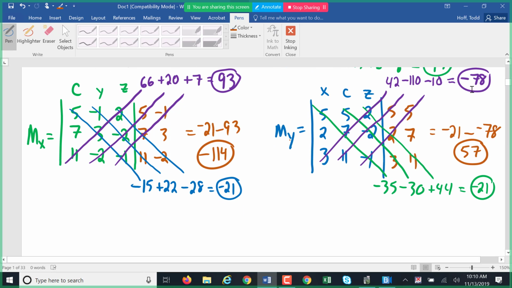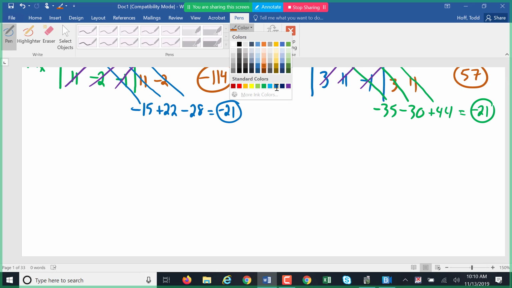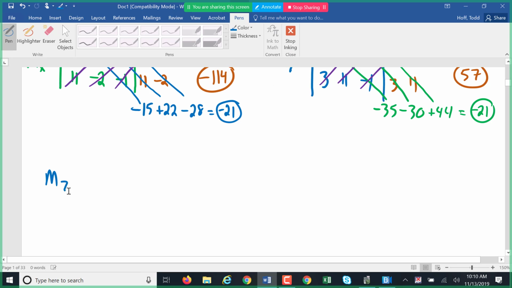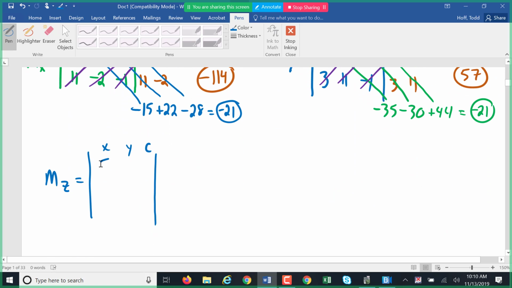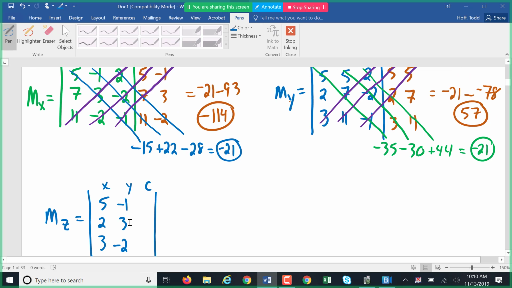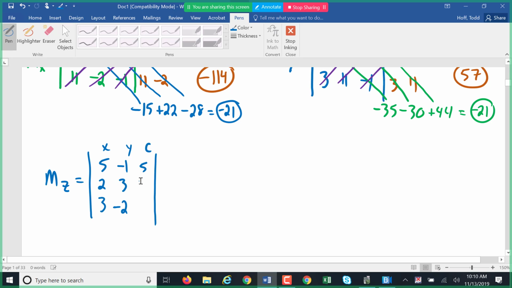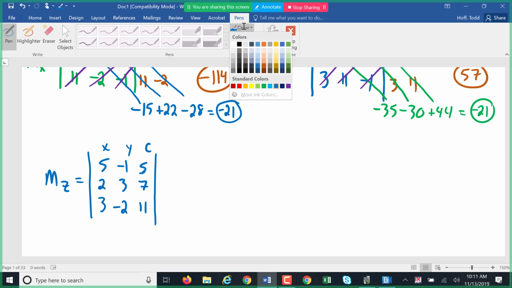Now, since this is a 3-variable system, we have to define one more matrix. That's going to be the Z matrix. And in the Z matrix, we replace the column of Z coefficients with the constants. So our X coefficients are still 5, 2, and 3. The Y coefficients are negative 1, 3, and negative 2. And then the constants, of course, are 5, 7, and 11. And then we proceed to find the determinant of that matrix.